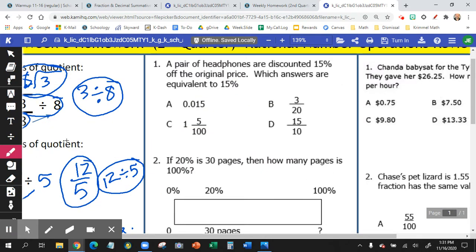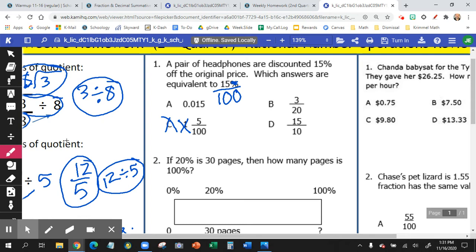So for the second one here, a pair of headphones is discounted 15%. Which answers are equivalent to 15%? As soon as we see percent, we know that number is a representative. It's out of 100, 15 out of 100. So this is 5 out of 100. We don't just put a 1 over here.